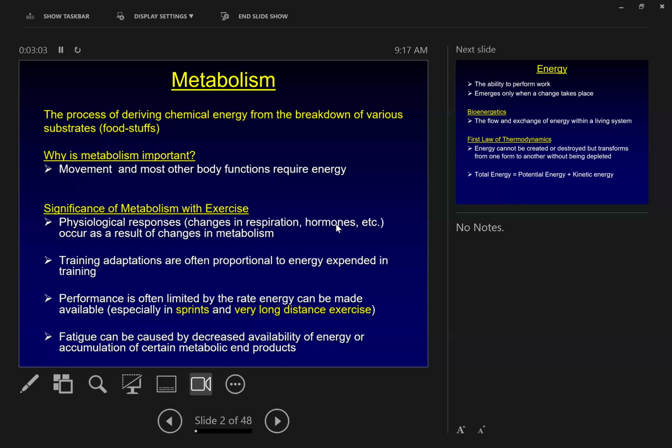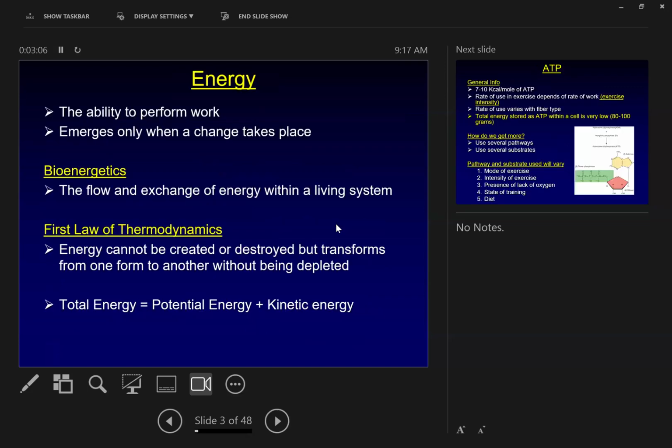Okay. Very good. So energy is defined as the ability to perform work. Work is force times distance, if you want to do it from a physics standpoint. And we want to really get into the bioenergetics and the higher order thinking of things. We want to think about the first law of thermodynamics. Energy cannot be created or destroyed, but it transforms from one form to another without being depleted.